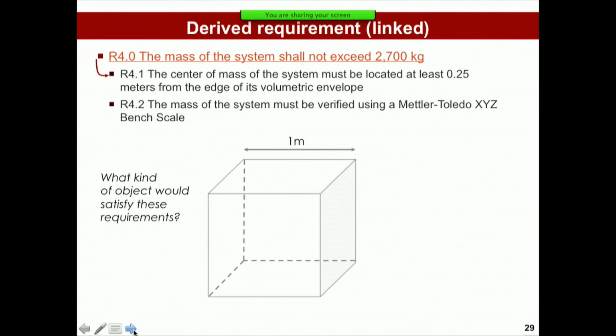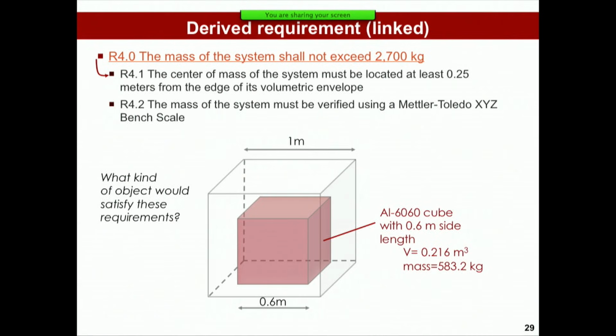So what would be an object that satisfies these requirements? So here's our 1 cubic meter envelope. An aluminum cube with a side length of 60 centimeters, this volume and this mass, would satisfy the requirements. It's not the only thing. There's a lot of other geometries that would satisfy it, but this particular instantiation would satisfy these requirements. Okay, so that's the idea of hierarchical requirements, linking them through hyperlinks.